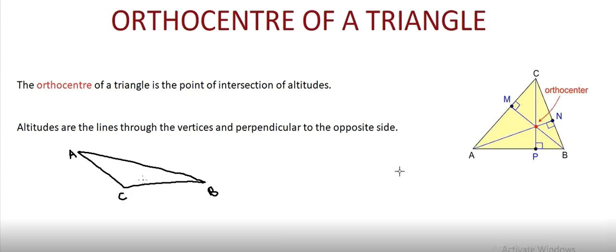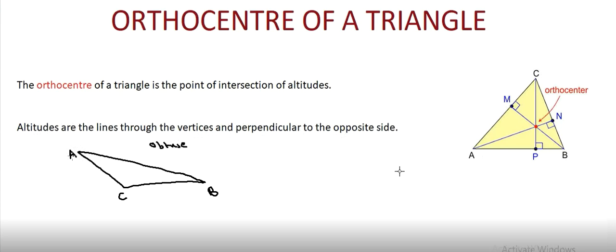This angle will be more than 90 degrees. So this is an obtuse angled triangle. So here ACB is an obtuse angled triangle. So how can we draw the altitudes here? I told you altitudes are the lines through the vertices and perpendicular to the opposite side.